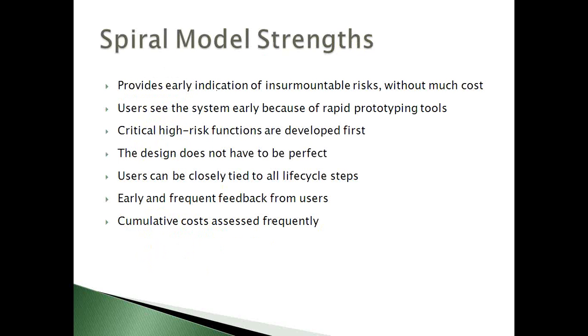And these are the strengths or advantages of the spiral model, as it provides earlier indication of insurmountable risks without much cost, and the users see the system earlier because of the rapid prototyping tools. We will have the critical high risk functions developed first, and the design does not have to be perfect, where the users can be closely tied to all the lifecycle steps because of the early and frequent feedback from the users. So all this will be considered as the advantages of using this spiral model.